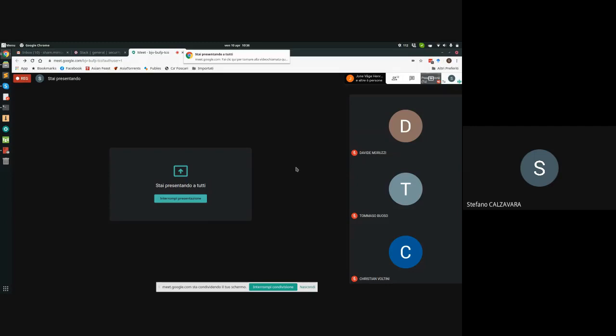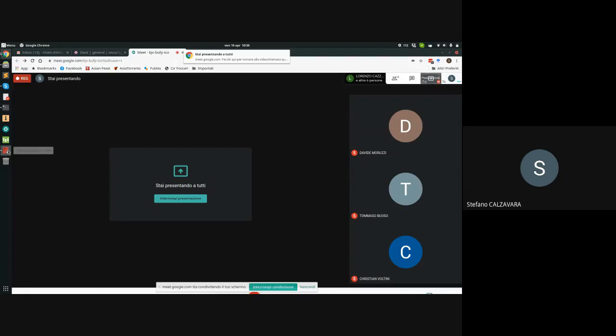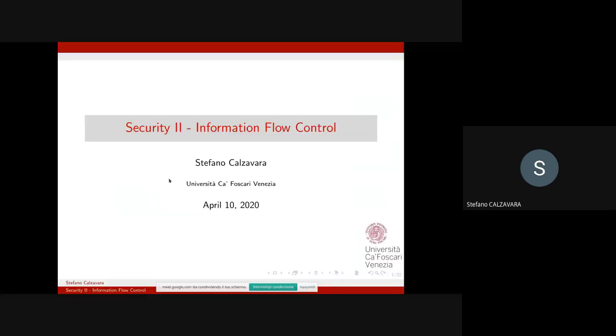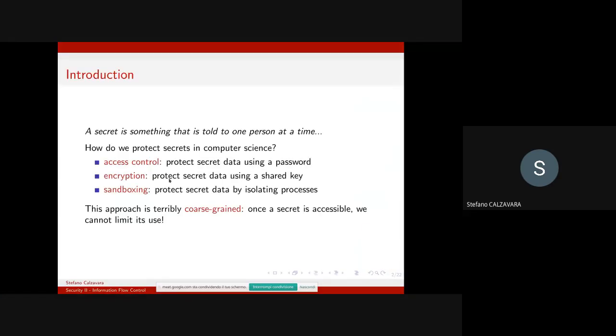In particular, today we start discussing information flow control. Information flow control is a very large research area. And the key idea of information flow control is studying how we protect secrets in applications. This does not sound exciting, because when we think about protecting secrets in computer science, we think about specific mechanisms. But now we will see that it is actually quite interesting, because it's something we don't actually think much about.